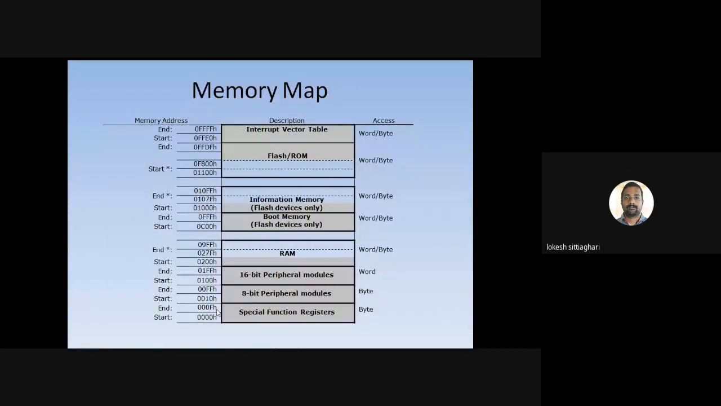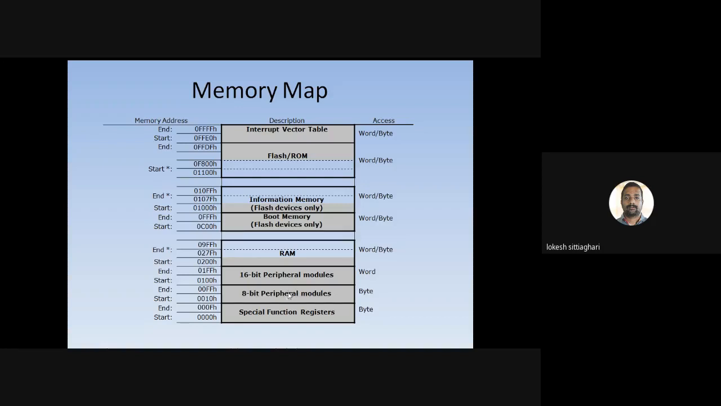Like this is the memory map starting from 00H to 2FFH. It is going to look something like this. The interrupt table is available first. From 0 we have the special function registers. These are the 16 bytes of special function registers. Next we have the 112 bytes of 8-bit peripheral modules, where each and every byte is accessed through these 8-bit peripheral modules.